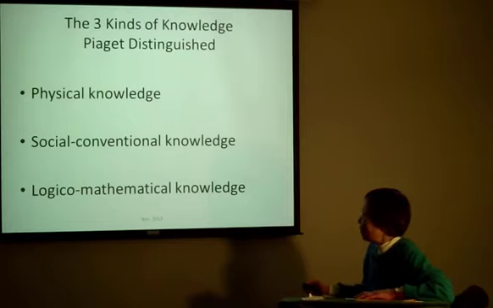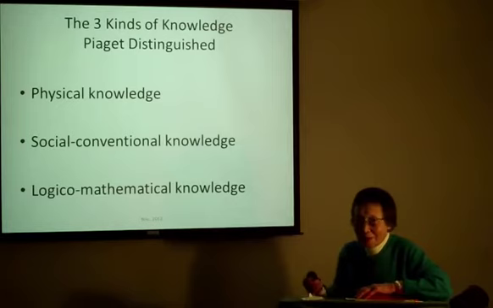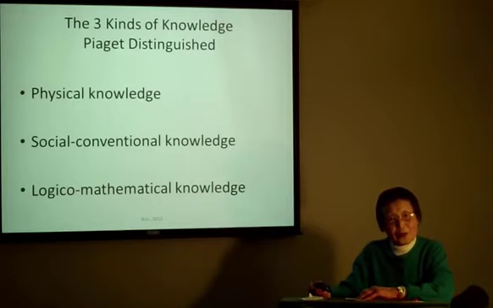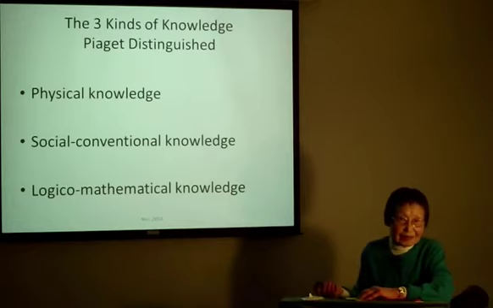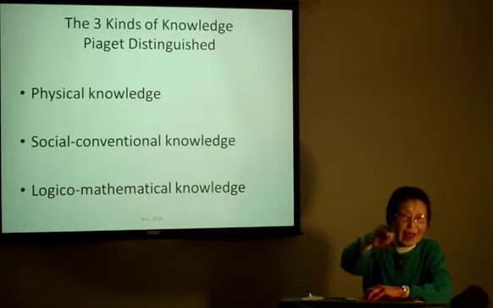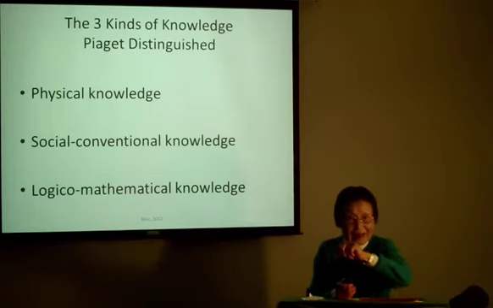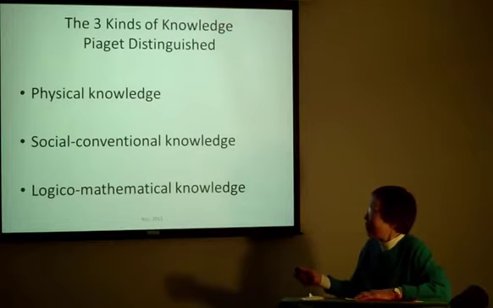Now, the ultimate source of social conventional knowledge is conventions that people make over time. An example is languages, such as the words 1, 2, 3 and 1, 2, 3 in different languages. Another example of social conventional knowledge is holidays, like Thanksgiving and Christmas. Another example is rules about etiquette. In this country, when you meet somebody, the thing to do is to shake hands like this. And you don't use this hand, you use this hand and not this hand. So those are examples of social conventional knowledge. And the ultimate source of social conventional knowledge is very different from the ultimate source of physical knowledge.